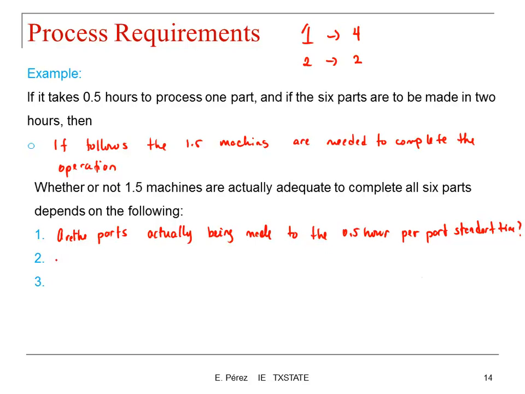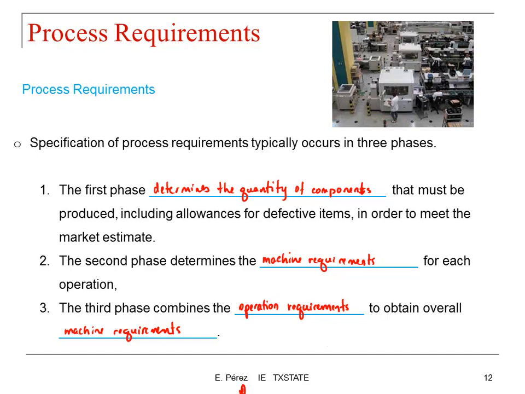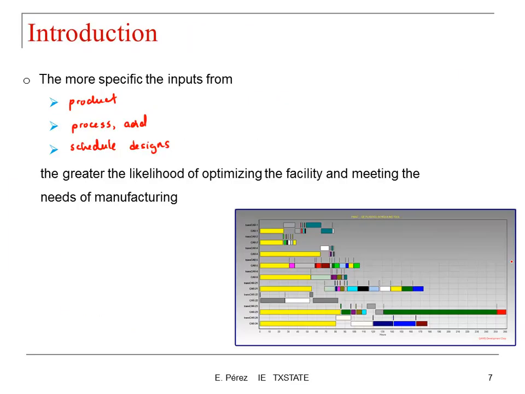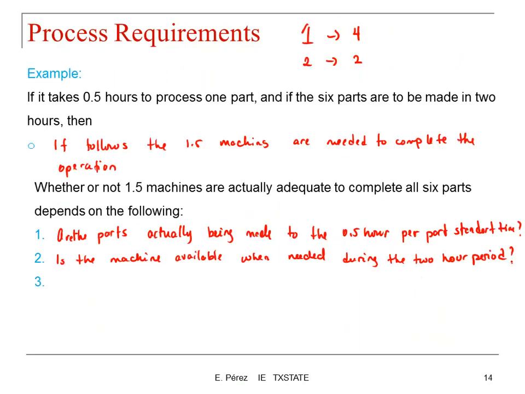The other question is, is the machine available when needed during the 2 hour period? So that basically goes back to this picture here. Sometimes you say I need the machine for 2 hours, but this might be your schedule, so it will be very hard for you to find the machine that you need for a 2 hour period. So that's the second question.